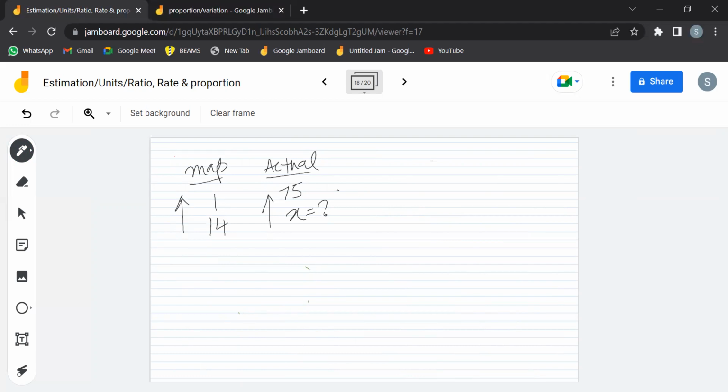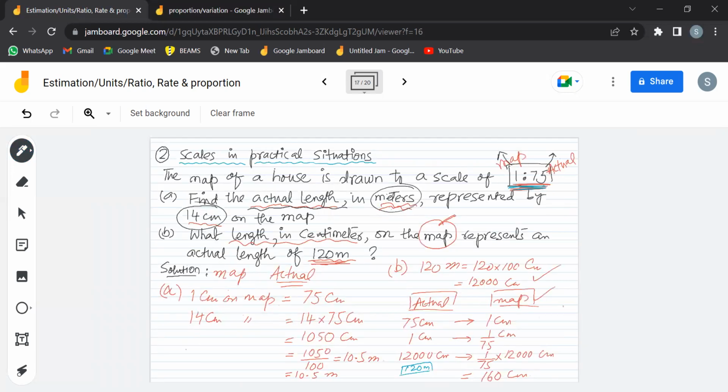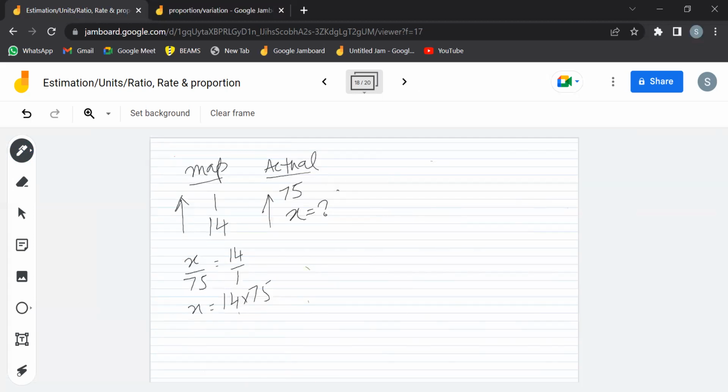So here I can write x over 75 is equal to 14 over 1, and x is equal to 14 multiplied by 75, which is 1050. This is 1050 centimeters because this is in centimeters. And yes, you can write the answer as 10.5 meters if you divide by 100. Next, this was part A, alternate by using the proportion.